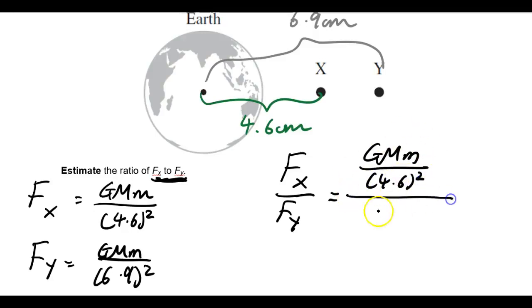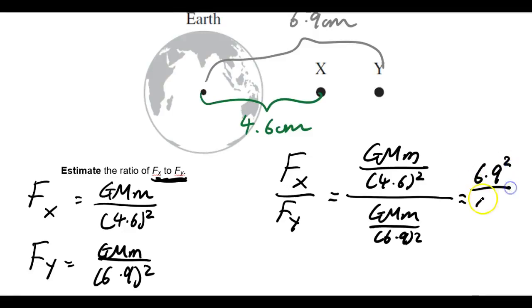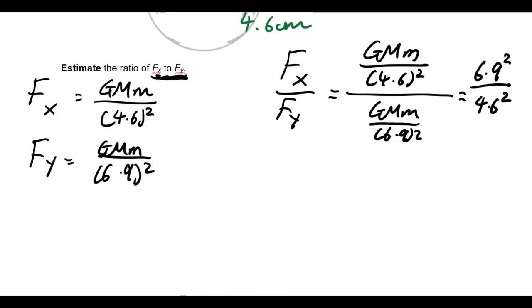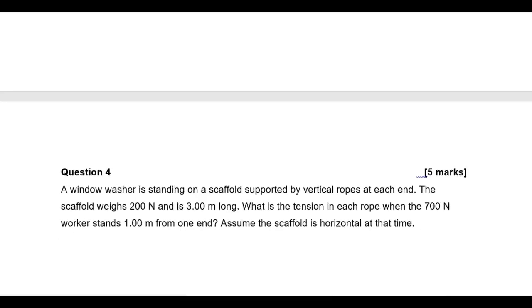So I will divide these two terms here. This for Fx and Fy is this. You realize these two m's are not important. And if I want to rearrange it, look at it properly, it is 6.9 squared divided by 4.6 squared. You can use your calculator. It's approximately, actually this is 3 over 2 to the power 2. This is 9 over 4. So the ratio here is 9 to 4. Yeah, so this is the answer. Alright, so that's drawn to scale. Please do the proper measurements.